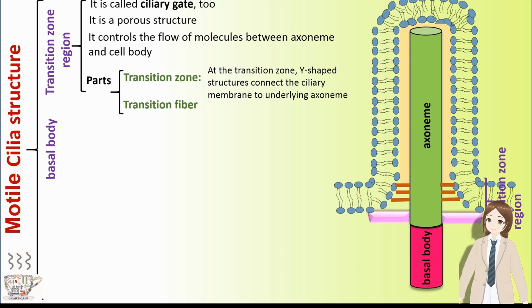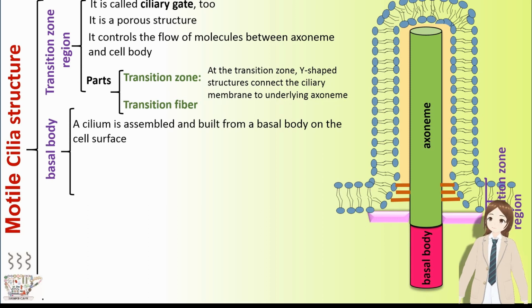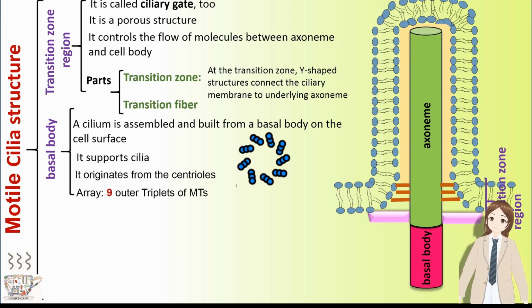The third part of motile cilia is the basal body. A cilium is assembled and built from a basal body on the cell surface. It supports cilia. It originates from the centrioles. Its array is 9 outer triplets of microtubules.